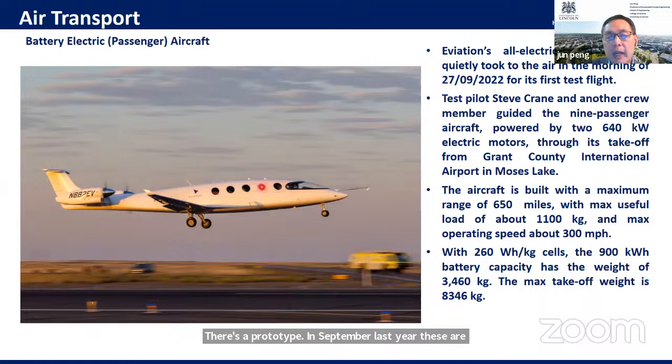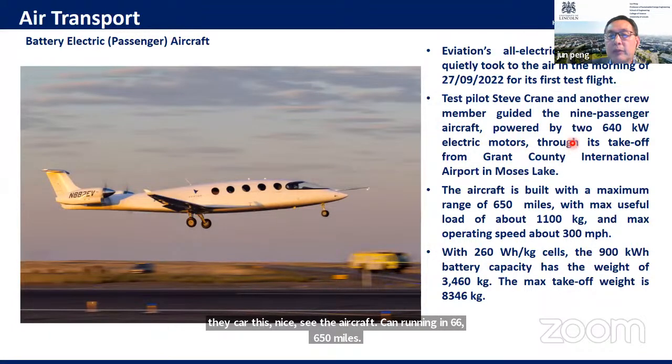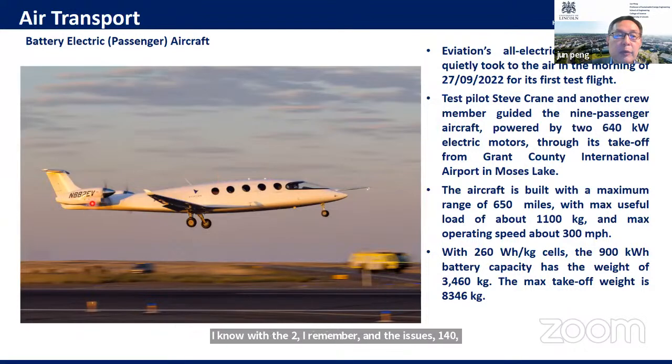It is a 9-seat passenger aircraft totally powered by batteries. The aircraft weighs just over 8 tons, of which 3.5 tons is battery. This 9-seat aircraft can run 650 miles, with two electric motors of 640 kilowatts each. So the propeller is not powered by a jet engine, it is powered by an electric motor.